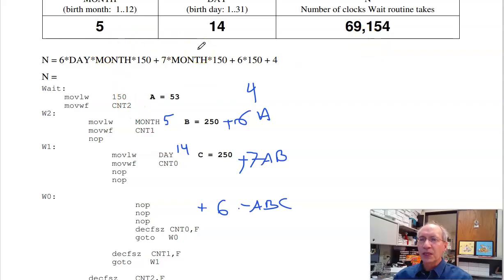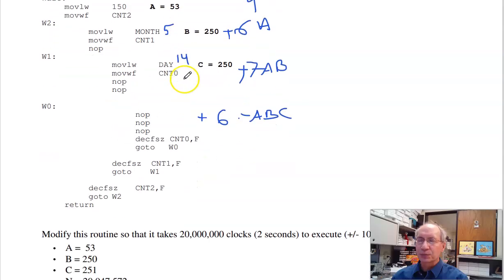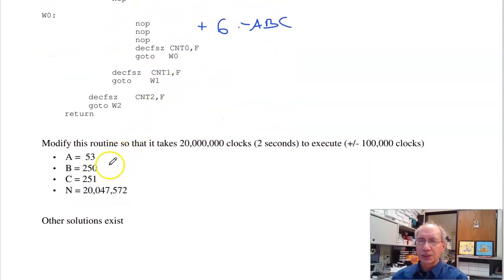Our B is make it equal to 20 million. The limitation you have is A, B, and C. The smallest they can be is 1. The biggest they can be is 255. So one combination that gets you close is 53 times 250 times 250. That's kind of trial and error. What it basically did is set everybody's 250 and then adjust A. Turns out it was close enough. So actually this is even closer. 53, 250, 251 gives you 20,047,572. And there's other combinations that exist.